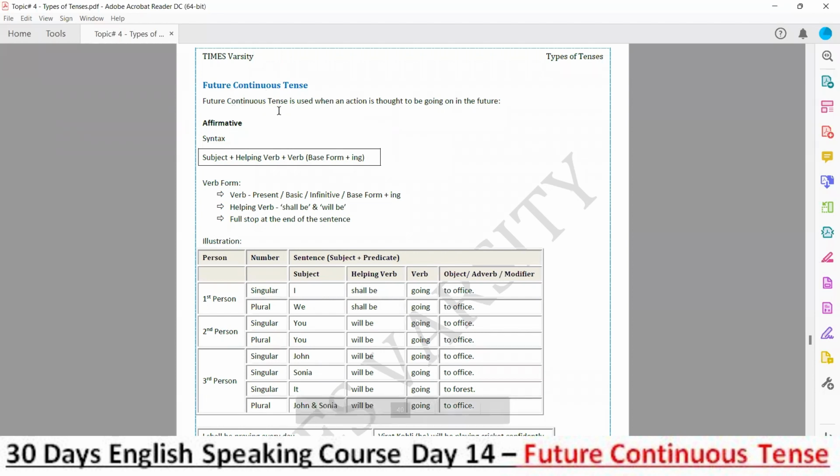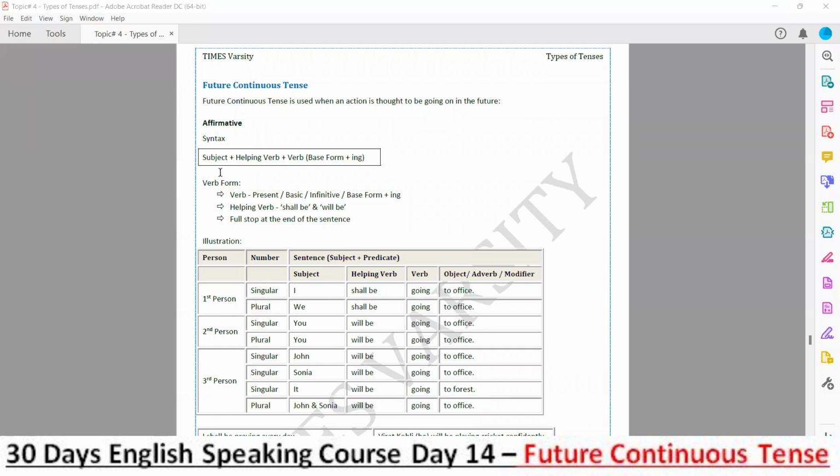Let's start future continuous tense. Future continuous tense is used when an action is thought to be going on in the future, right? So future continuous tense is used when an action is thought to be going on in the future. Let's look at the affirmative sentence.